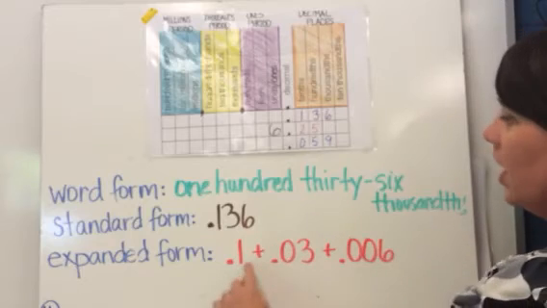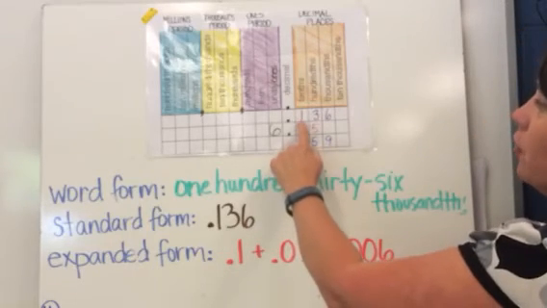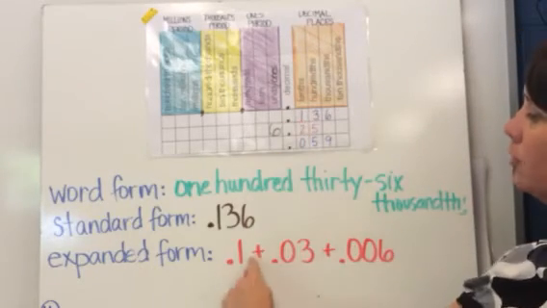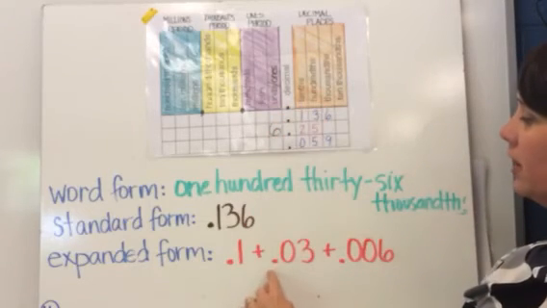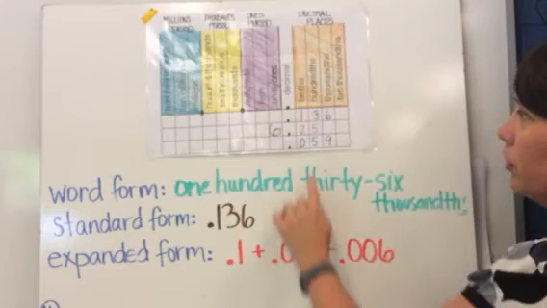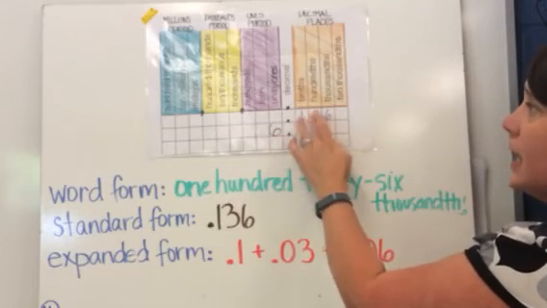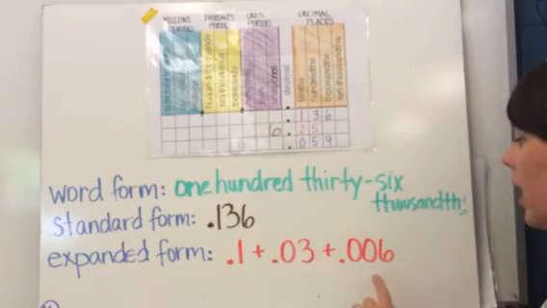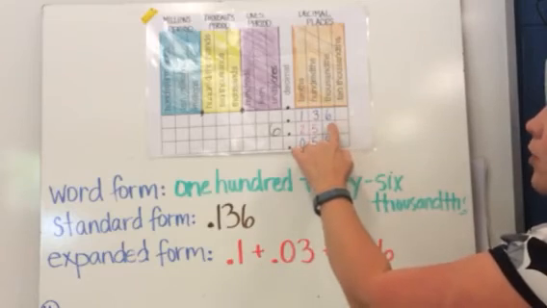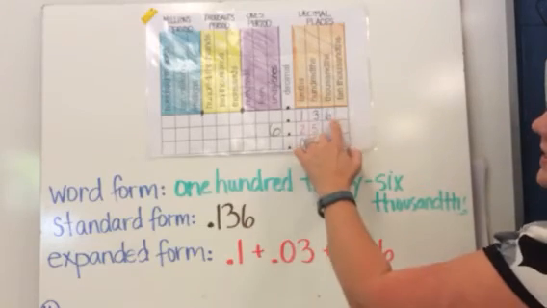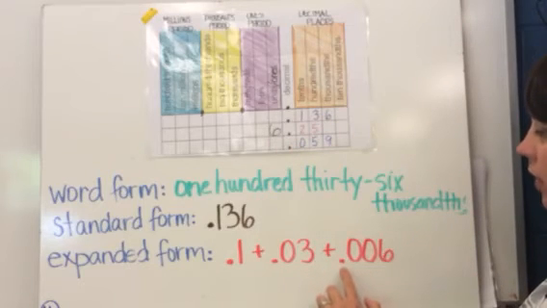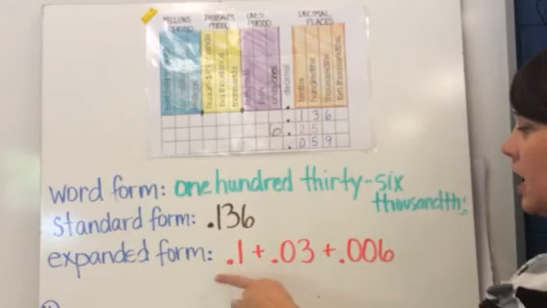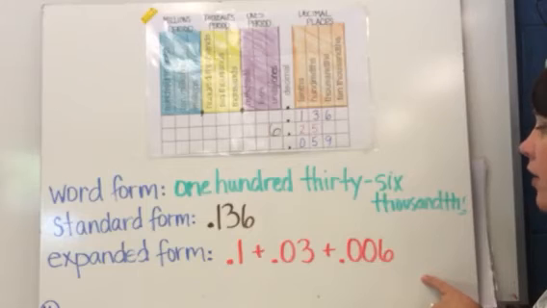In other words, there's a 1 in the tenths place, so I can write it as 0.1, and there's a 3 in the hundredths place, so I can say that's plus 0.03, because the hundredths place is the second position to the right of the decimal, and there's a 6 in the thousandths place. So since this thousandths place is in the third position to the right of the decimal, I can write that as 0.006. So this is called expanded form.